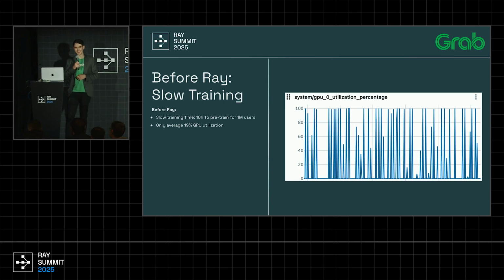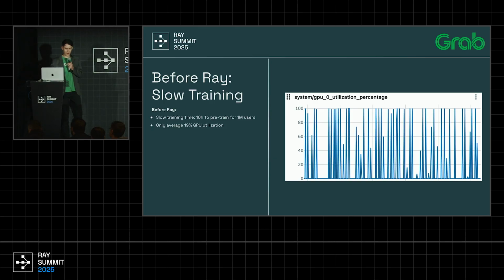So the training itself was also very slow. To generate embeddings for 1 million users, it took 10 hours to pre-train. So not really scalable for all the users we have. And one of the reasons was the slow GPU utilization. We only had around 19%, which is very poor.